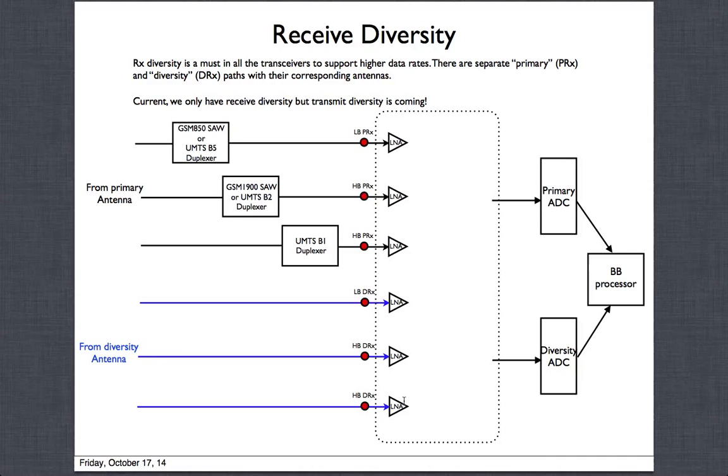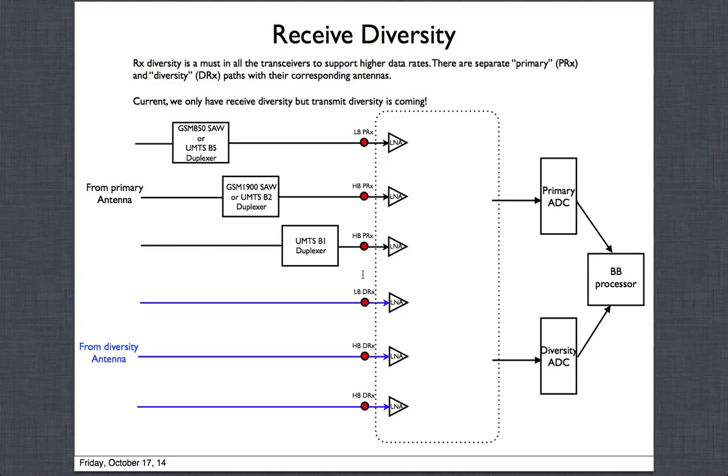So now you can see that just supporting receive diversity doubles up your hardware and doubles up your I/O pins. And this is a must in all the chips now. I'm showing only 3 inputs in this case, so 3 primary inputs and 3 diversity inputs, so 6 inputs. The actual transceivers nowadays are way more than this. They are approaching almost 30 combined inputs for primary and diversity.